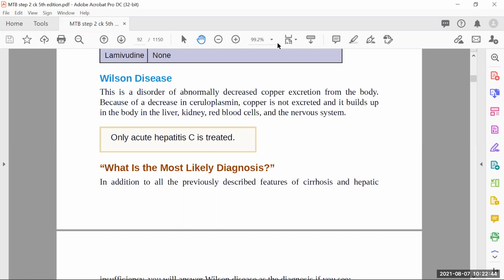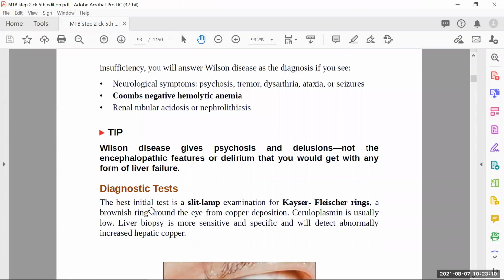It may accumulate in the liver, in the kidneys, in the red blood cells, and in the nervous system. So you may find this copper accumulation anywhere. One very important finding you will see in patients presenting with Wilson's disease is the Kayser-Fleischer ring in the eyes. Just outside the corneal layer, you can find brownish deposition. Let me show you the picture.